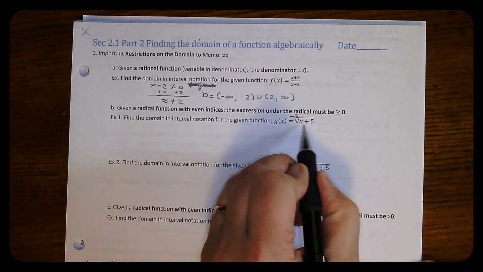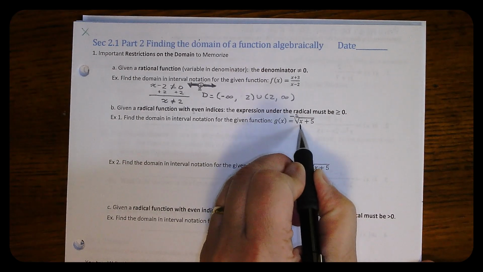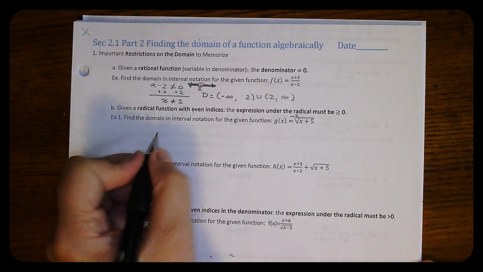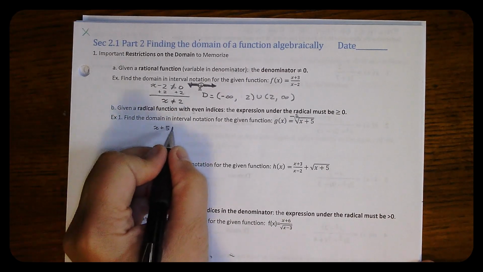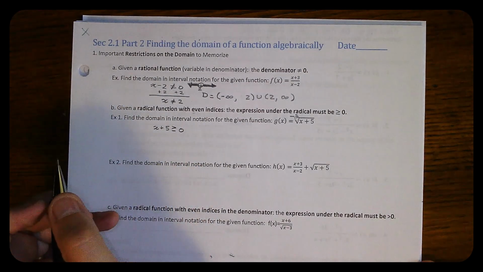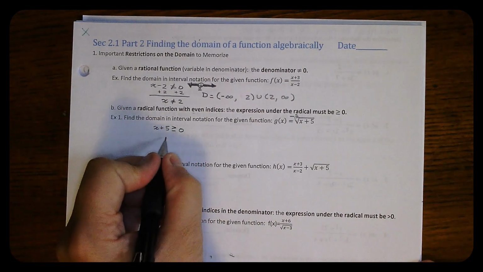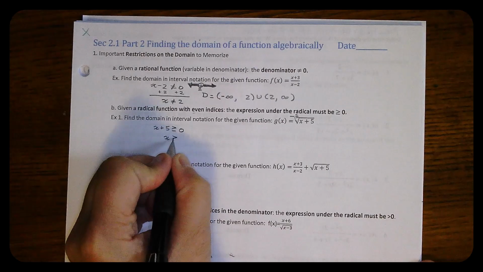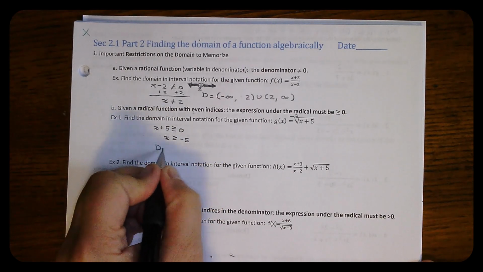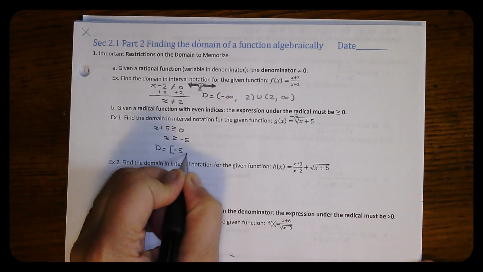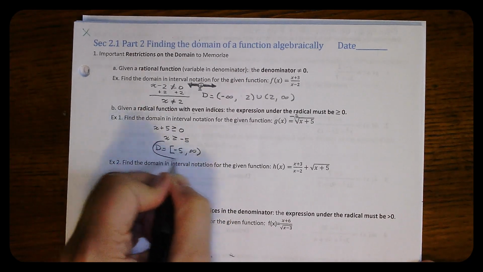So what you do when you're asked to find the domain is you take what's under the radical, and you say, well, what's under the radical has to be greater than or equal to 0. So subtracting 5, you get x is greater than or equal to negative 5. And so all the numbers from negative 5 to infinity are allowed in the domain.